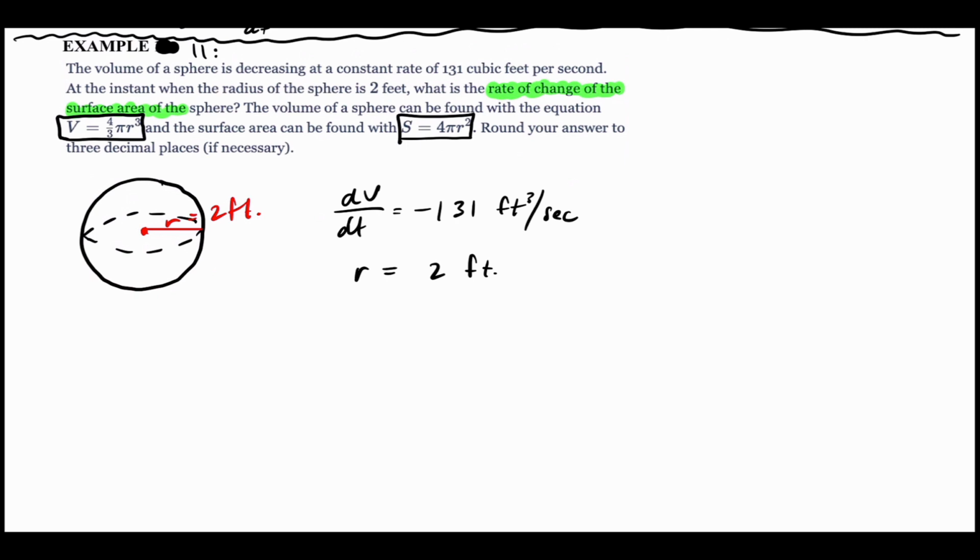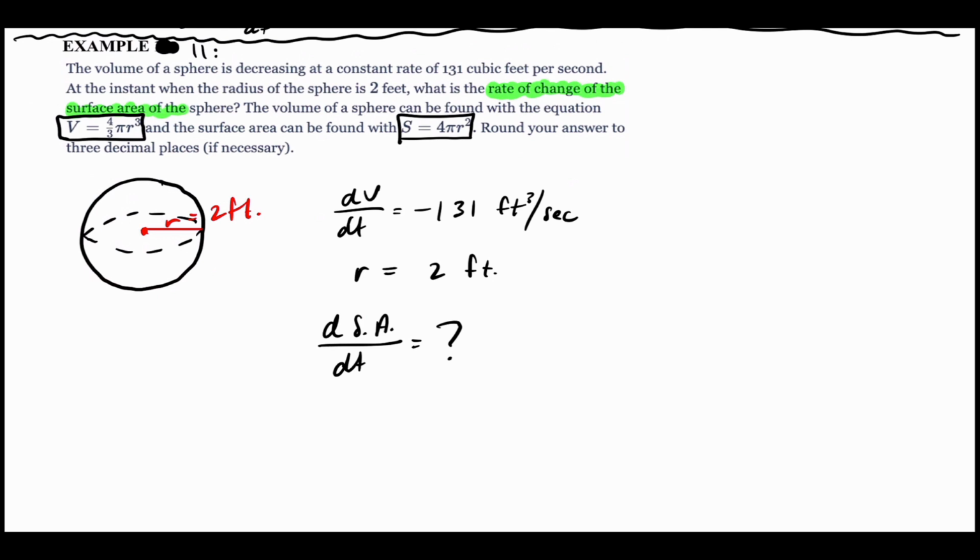What is the rate of change of surface area again? So they're asking us about surface area. So dSA over dt. I think that's all we know. Yep, that's all we know.